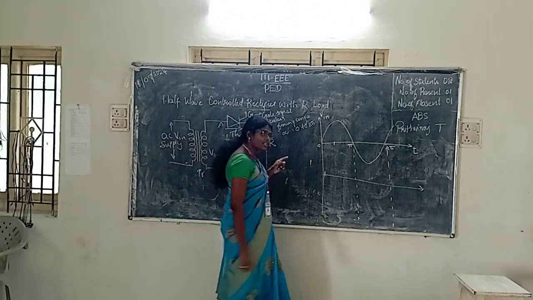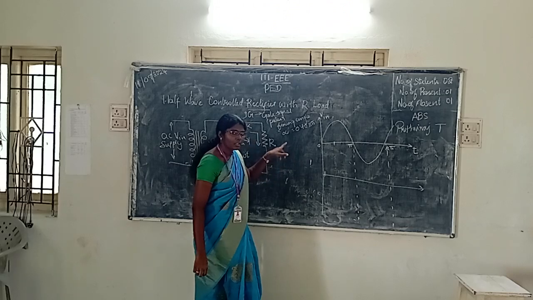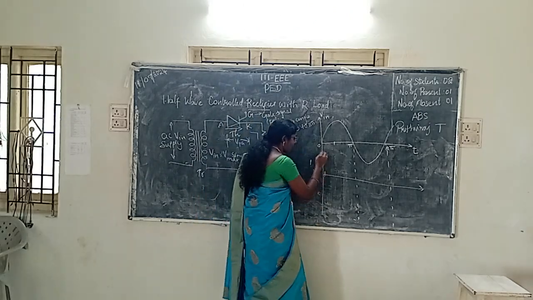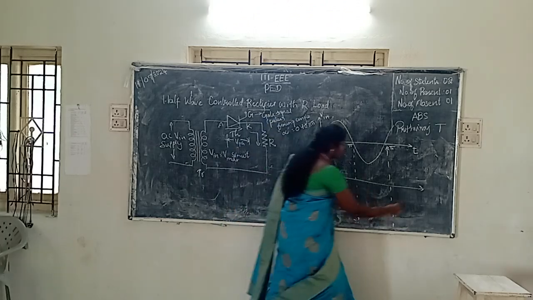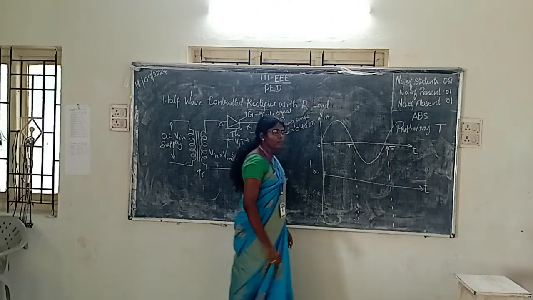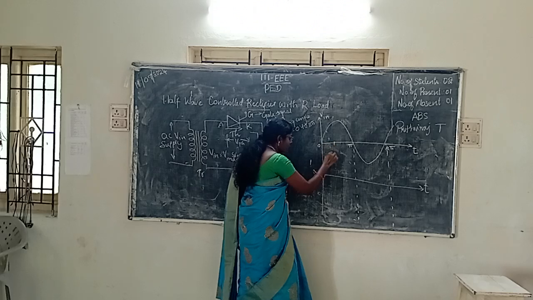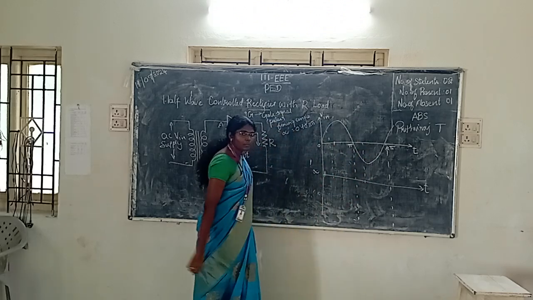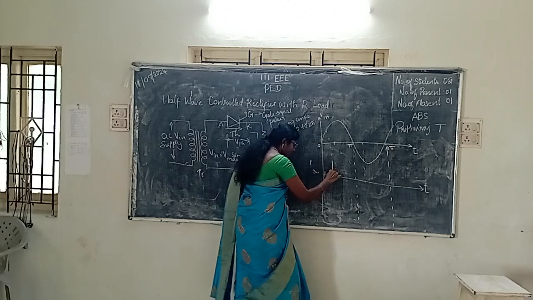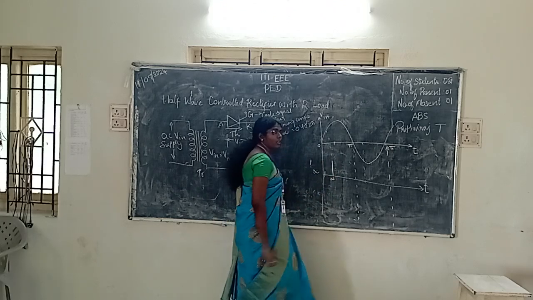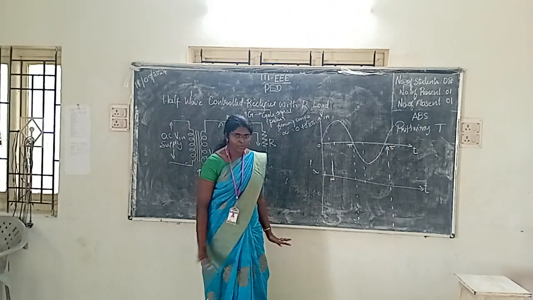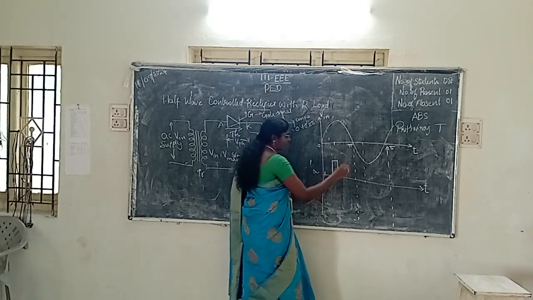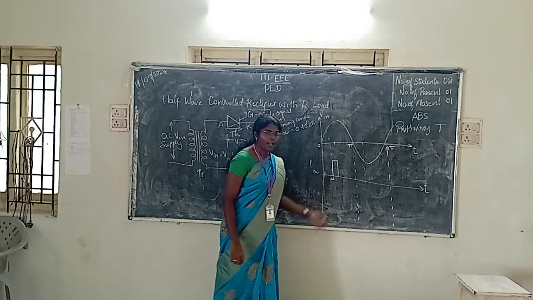In the gate signal, what do I have to give? A pulse. That is the firing angle alpha. However, alpha will be with respect to time. That is the angle we are going to decide. Initially we don't know the value of alpha, so take it as alpha. This is the firing angle alpha.